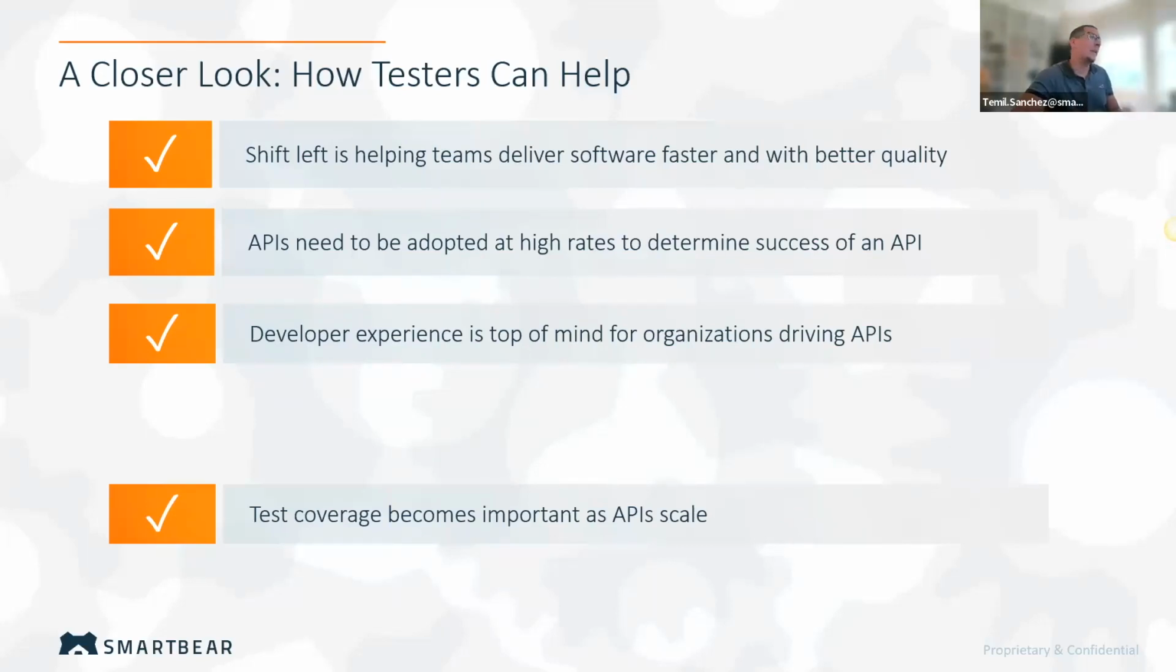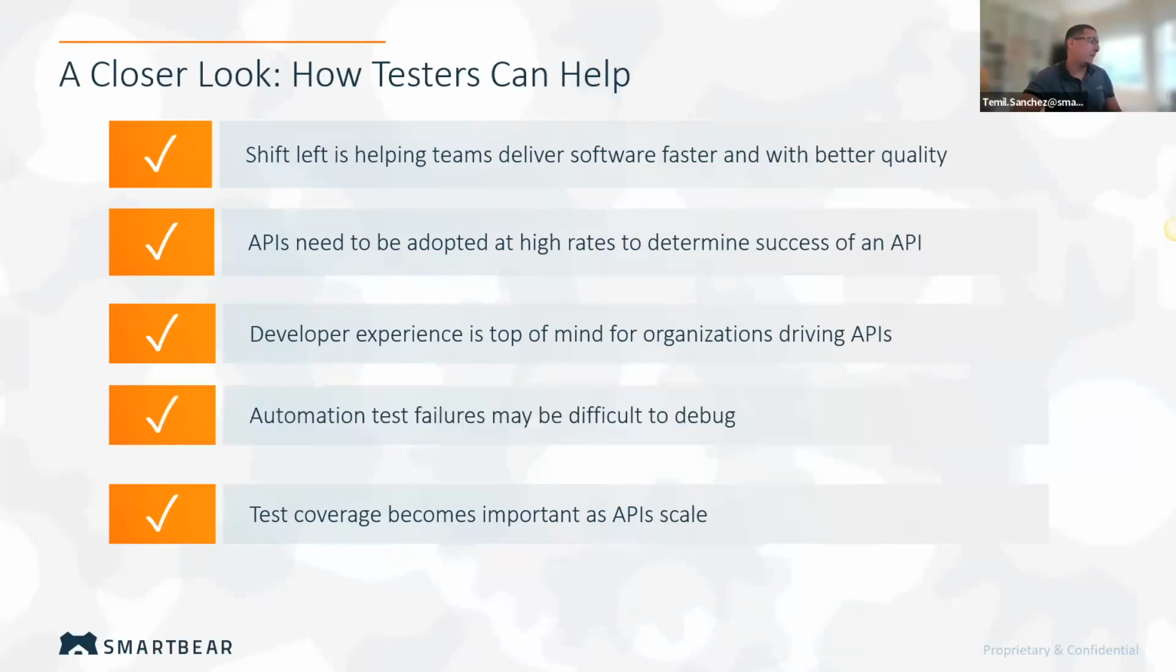And then test coverage becomes important as APIs grow and scale. You want to make sure that as much of the API is being tested as possible, and that could be done via a combination of exploration and OAS comparisons. And finally, automation test failures may be very difficult to debug. For example, if you run your tests as part of a CI/CD process and there's a failure, you need to go into logs, re-dissect what the tests were doing and really drill into the specific endpoints that are causing issues. An easy way to determine the actual root cause of the issue is by using exploration as part of this process.